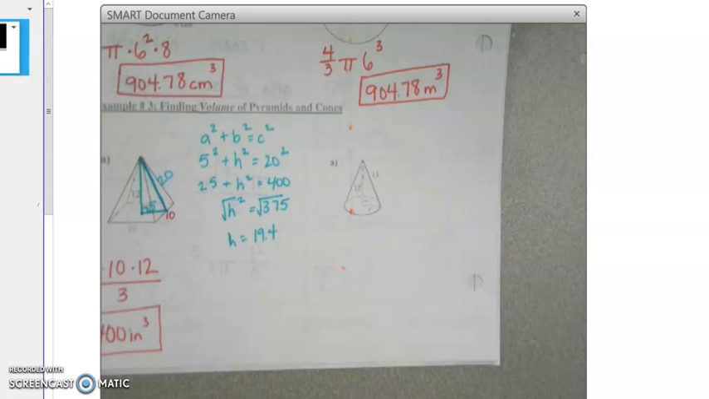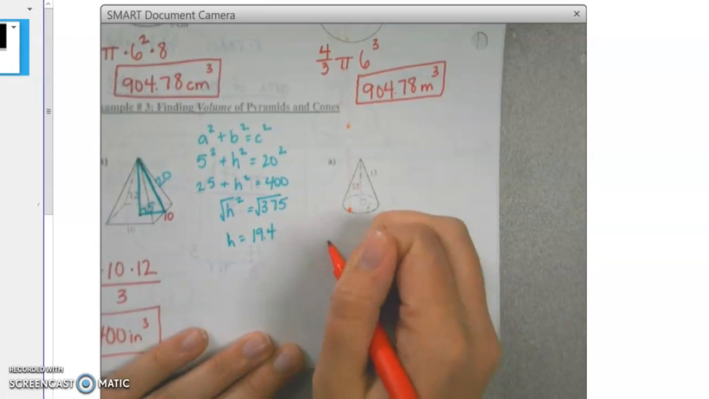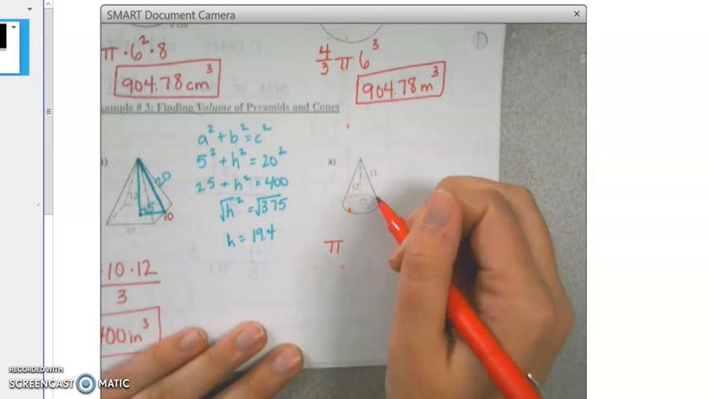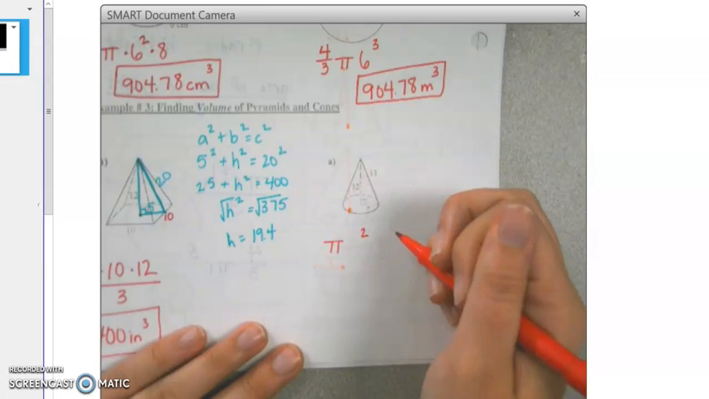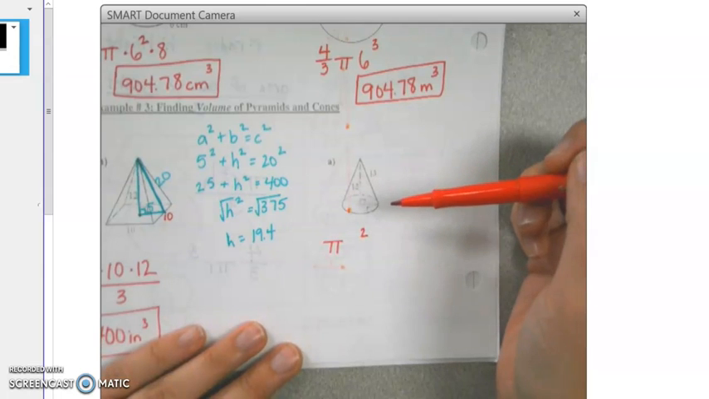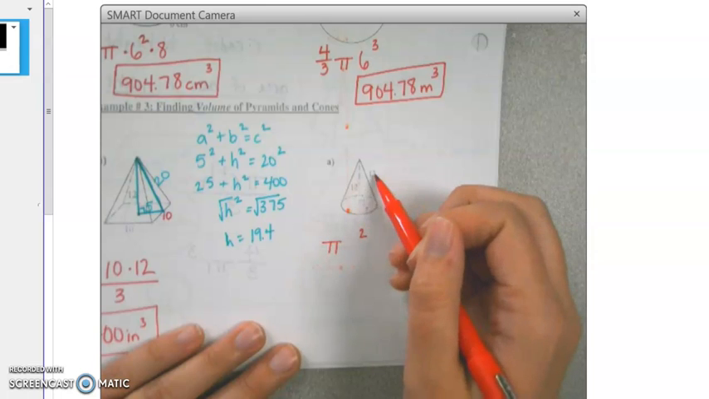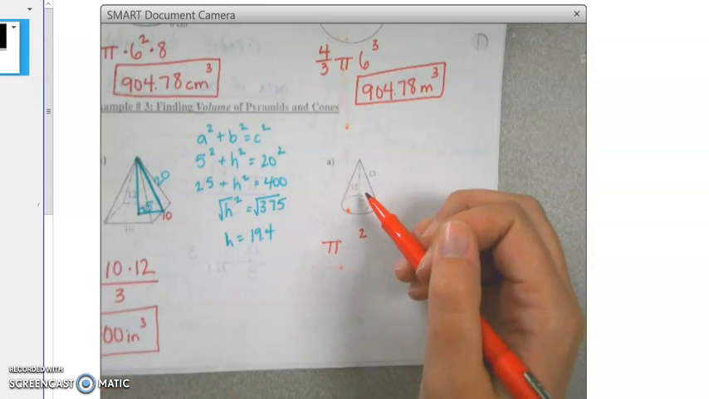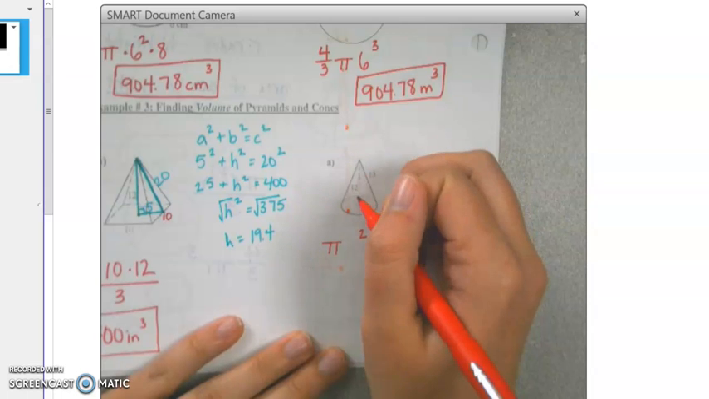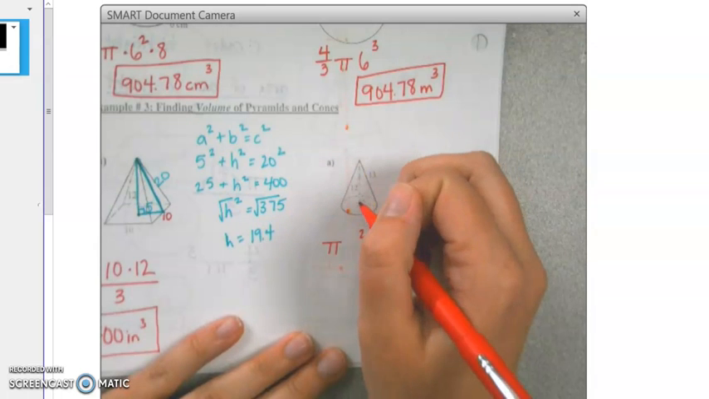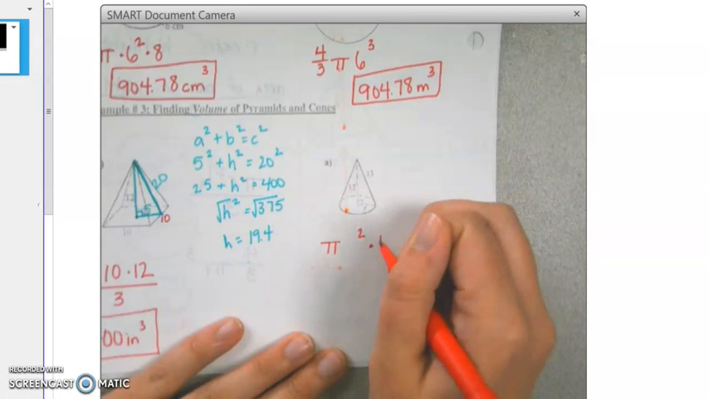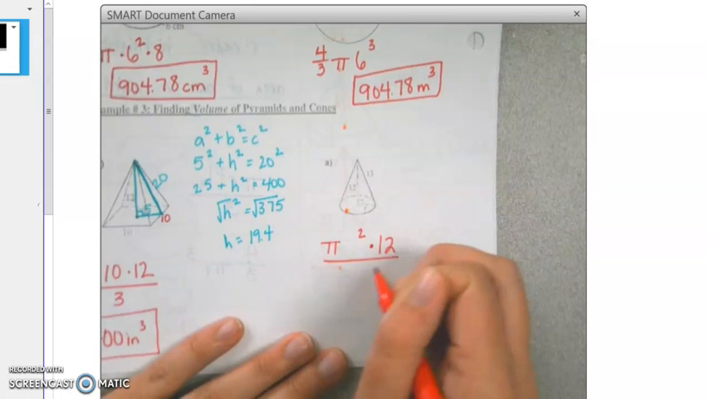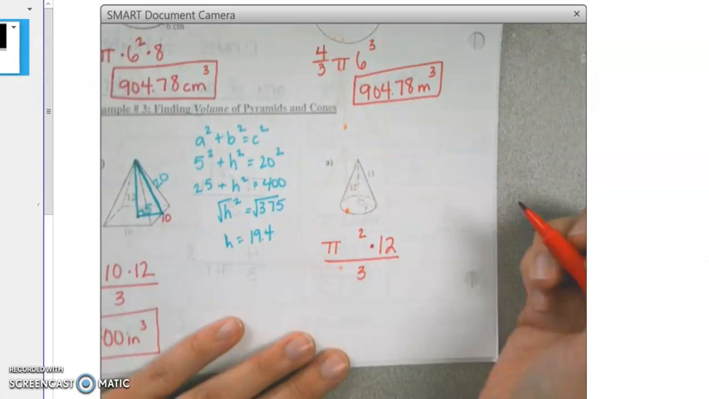Last example we're doing is a cone. The formula for a cone is pi r squared. We don't have r. We're going to have to find that. So r, whatever that's going to be, squared, times height. Be careful. There are two numbers here, and students are going to get mixed up on which one to use for the height. Use the one that comes from the middle. The height of this cone is 12. That's a slant height. So pi r squared times height, which is 12, divided by 3. So we just need to find r.